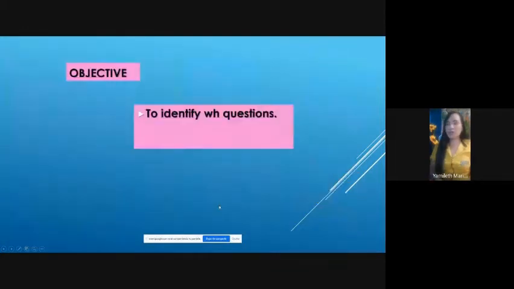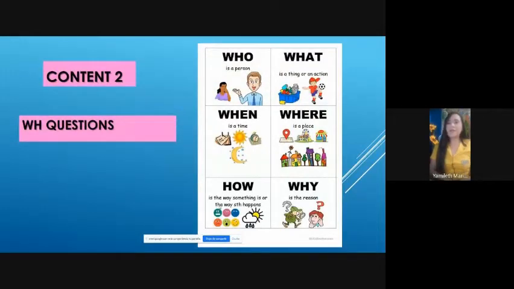So we are going to continue with the objective for this class review. It says to identify WH questions. This is the content you have to study for the exam, WH questions with past simple. Here we have an extra explanation about the use of WH questions. Who is a person. What is a deed or an action. When is a time. Where is a place. Why is the reason.